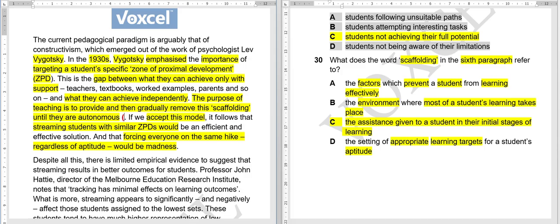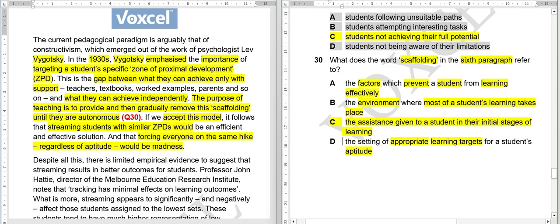I hope you understood. So this is question 30th. Let's see why other options are not our answer. There is no mention that these are the factors that are preventing or stopping students from learning effectively. No factors are given. Again, there is no particular environment or classes mentioned that is the best for students' learning. And again, there is no mention of setting realistic targets. There is just mention of dividing students according to their ability and giving support to students initially.